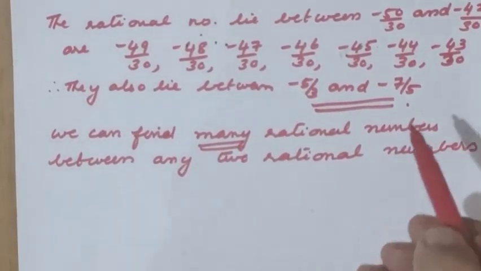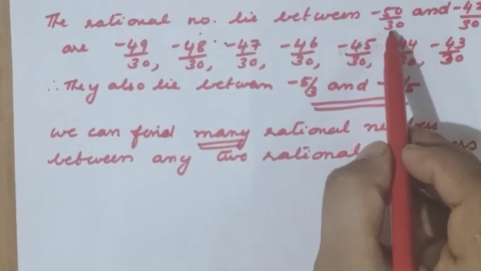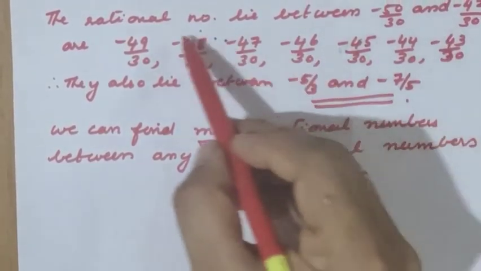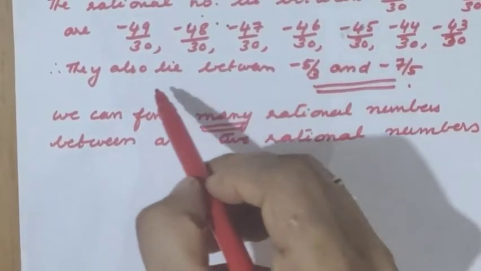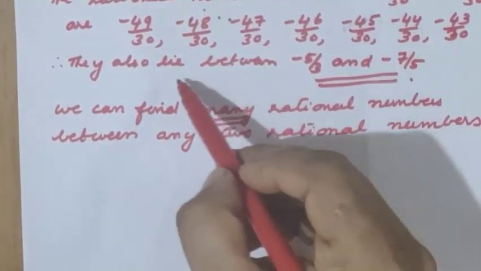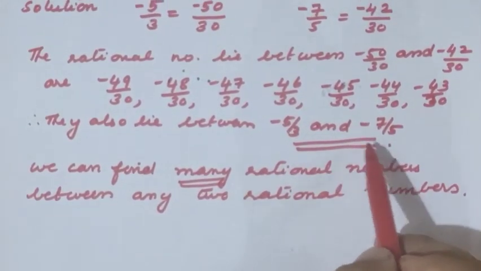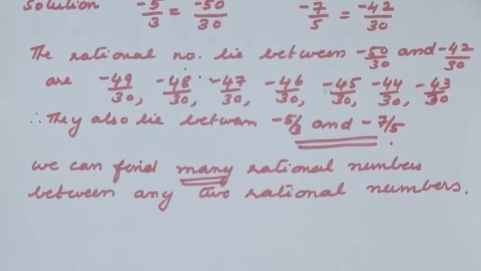So for this question, we can find by changing the denominator, and we will write like this. After that, we should bring back to the question itself. So that is why this line is also important. They also lie between minus 5 by 3 and minus 7 by 5.